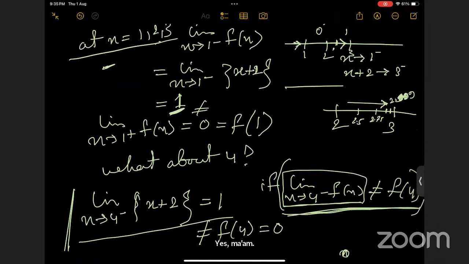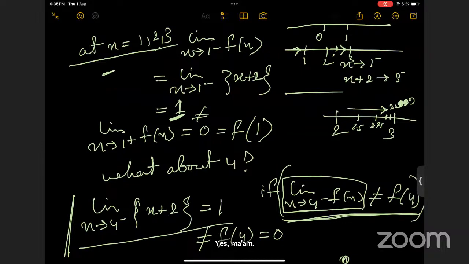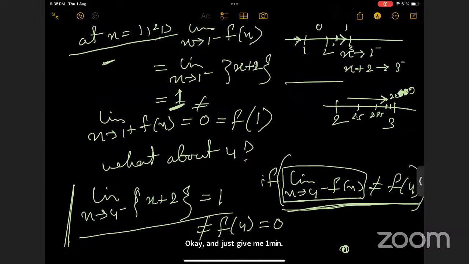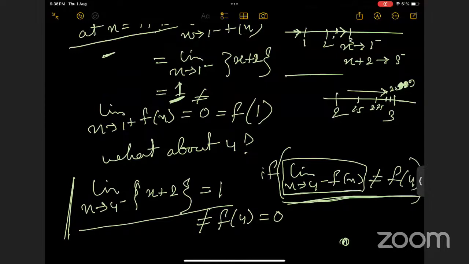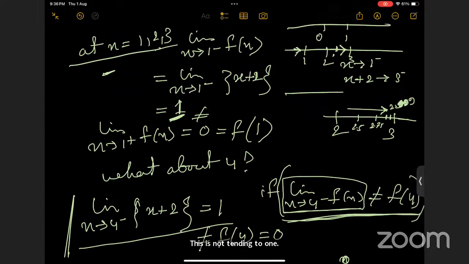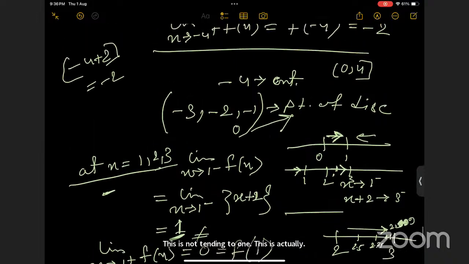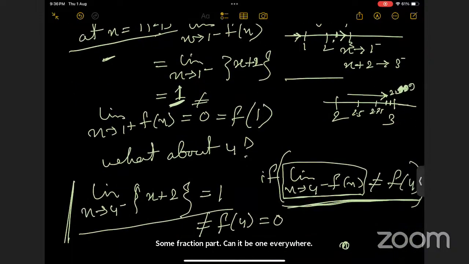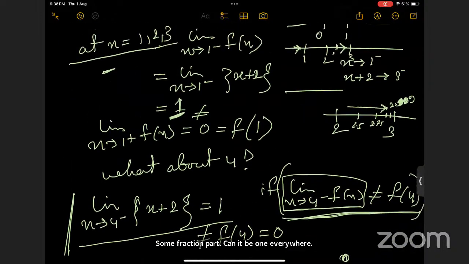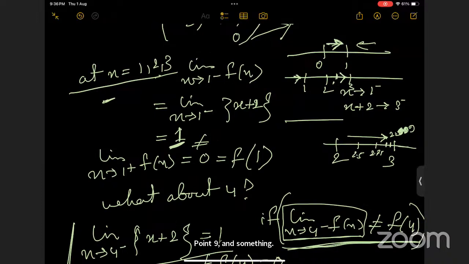Okay, just give me 1 minute. Oh, this is not tending to 1. Ma'am, fractional part, can it be 1 ever? No. Wait. Approximately 1, I think so. 0.99 something. Approximately 1. It will never be 1. The limit won't exist... no, the limit is basically 1. Sorry.